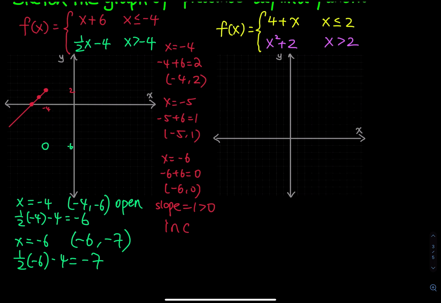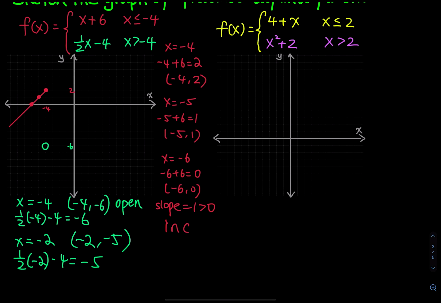So when x is greater than negative 4, why do I pick negative 6? Let me pick negative 2. So this will be a negative 2, right? Then that will be something else. X is equal to negative 2, so you have negative 1 minus 4, that is equal to negative 5.